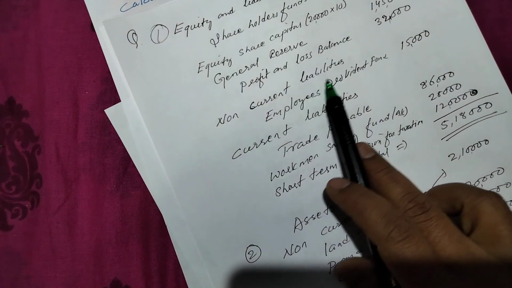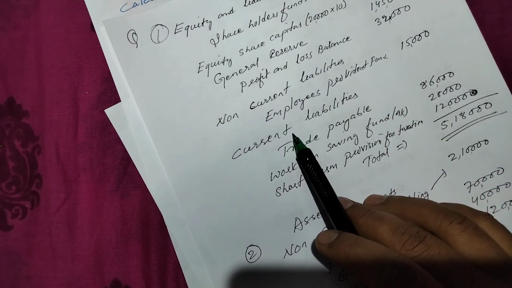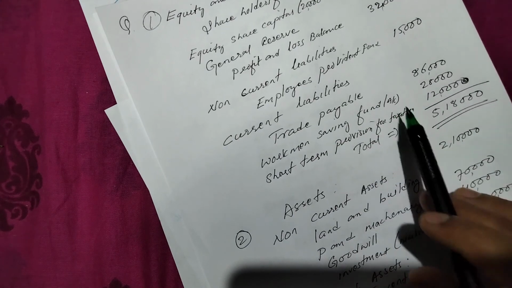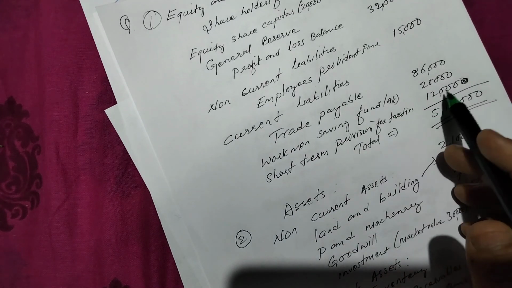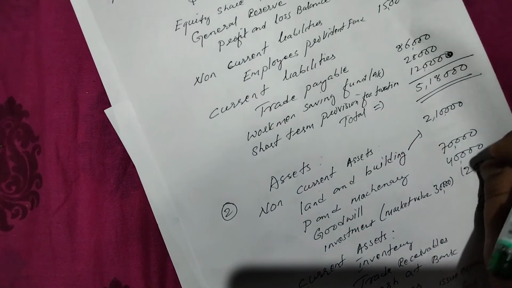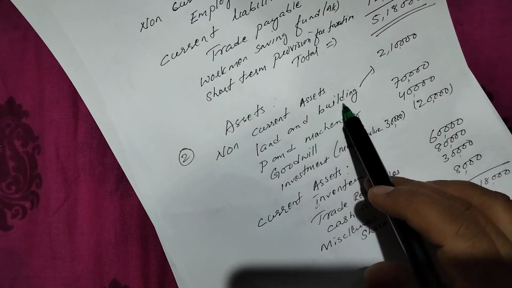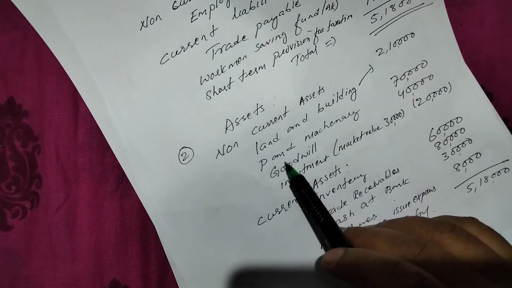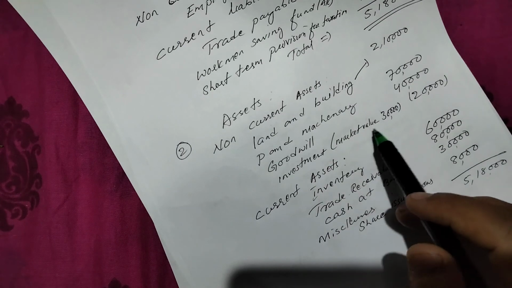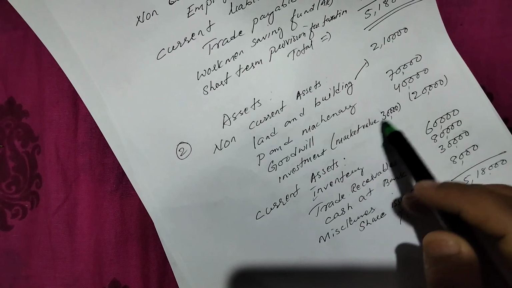So under non-current liabilities, employees provident fund is given as 15,000, and under current liabilities, trade payable 86,000, workmen savings fund 28,000, and short-term provision for taxation is 12,000. So the total is 5,18,000. Okay, so on the asset side, they have written non-current assets. Land and building, I have written here 2,10,000. Plant and machinery 70,000, goodwill 40,000, investment is 20,000, but the market value is also given. So you have to take the market value.